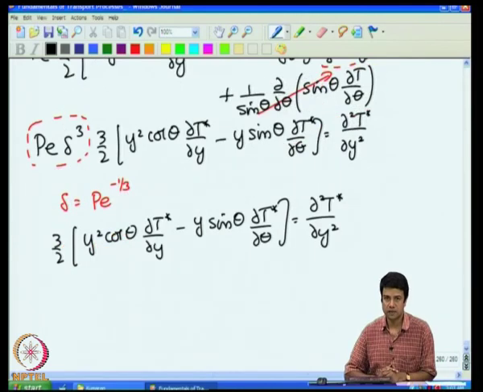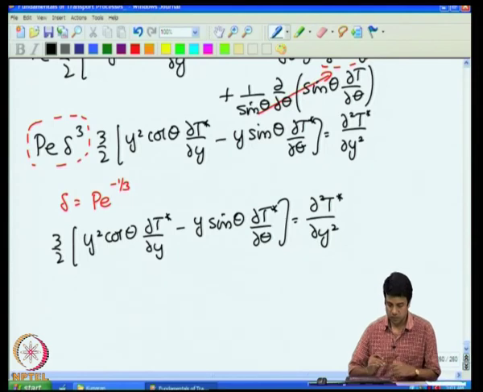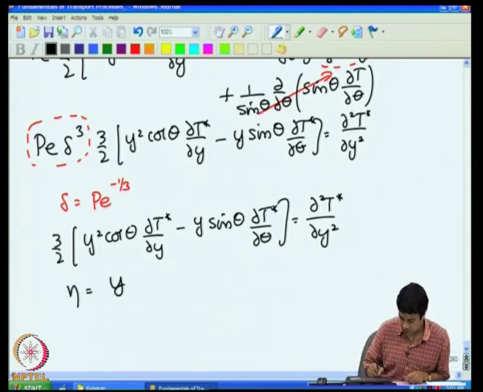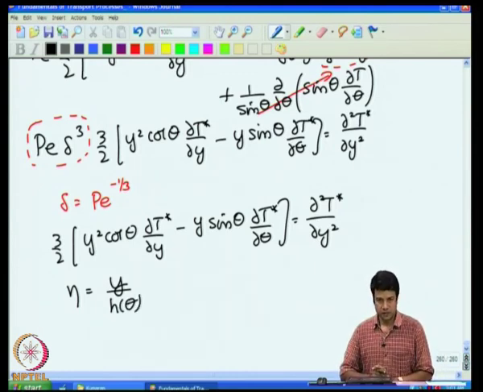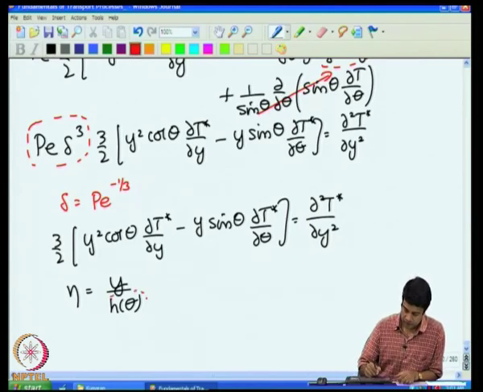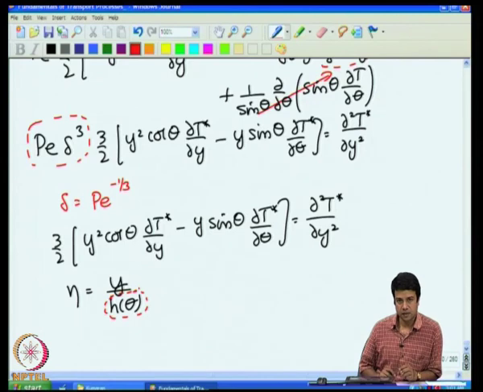We assume that the similarity variable does exist. Assume a similarity variable of the form eta equal to y by h of theta, where h is some function of theta. I will put this form of the similarity variable into the differential equation, solve it, and then try to see whether I can get the functional form of this similarity variable in such a way that the resulting equation does not depend individually on theta and y, but depends upon the similarity variable eta alone.